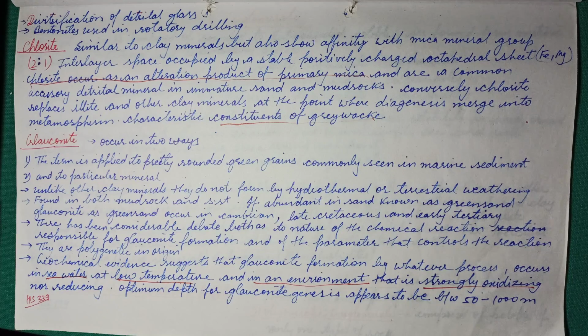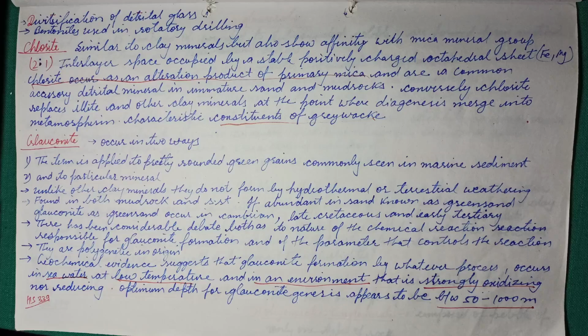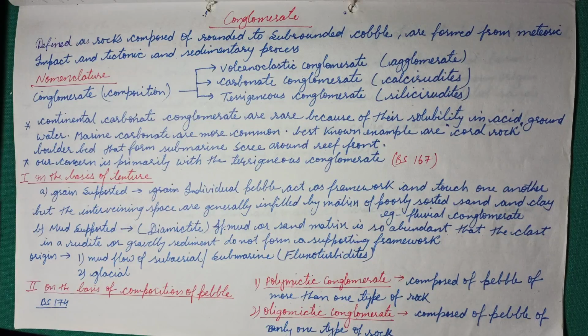The optimum depth for glauconite genesis appears to be between 50 to 100 meters. So it is clear that they occur on the continental shelf, 50 meters or 100 meters. It can only occur in continental shelf areas. So these are the conditions important for glauconite. Okay, so this is about the clay minerals.